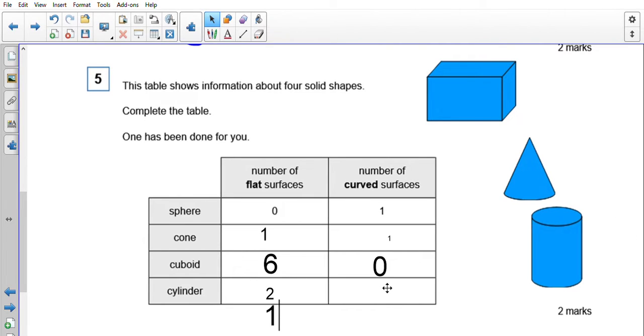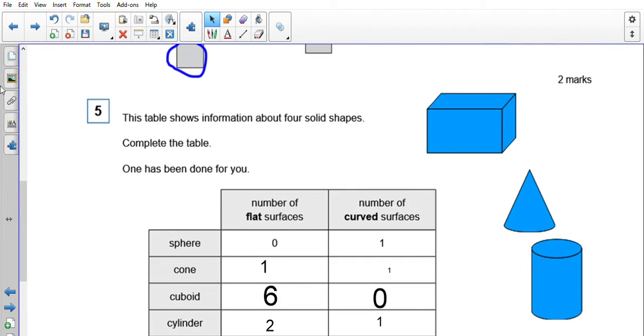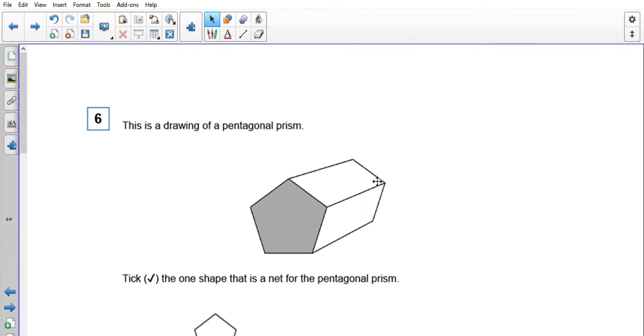So that's going to give you your one curved face, your one curved surface here. So make this slightly larger. There we go. And again, just sketching those out, drawing those out means that we're really clear and really sure of our answers there.